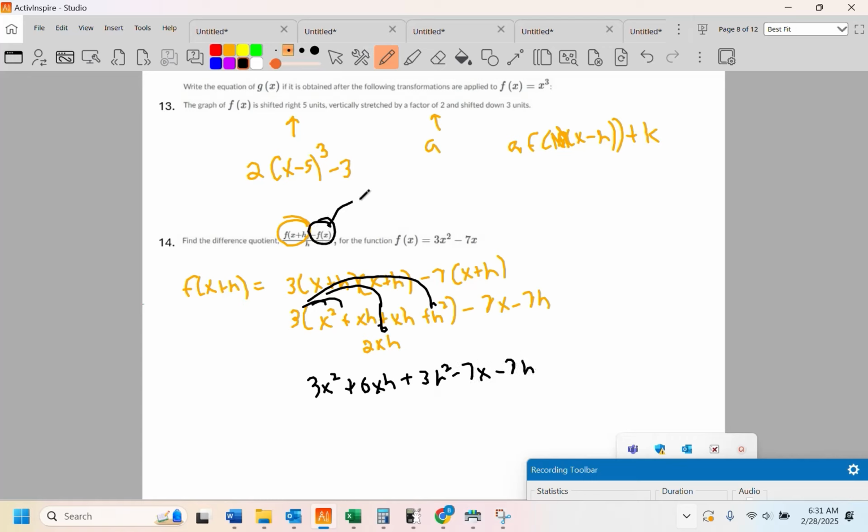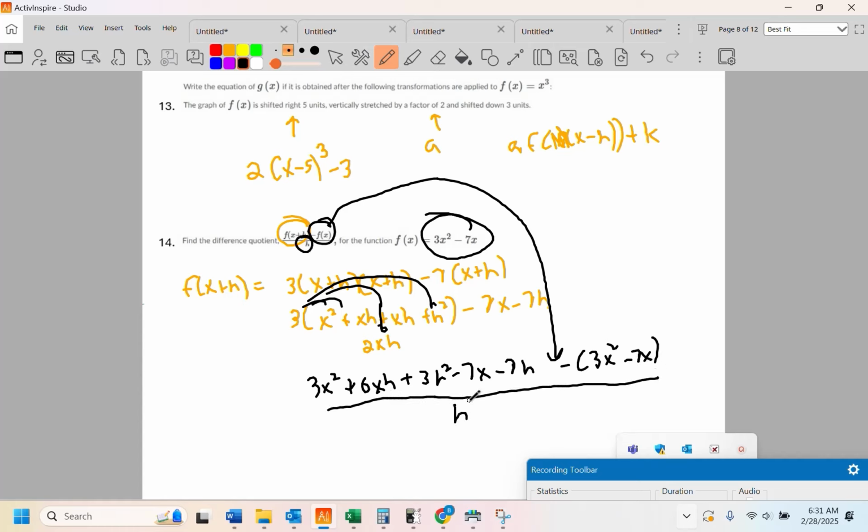Now I'm going to insert this part. It says take away the original function. So take away, use your parentheses, 3x squared minus 7x. I'm also going to insert that piece all over an h. Now, if it's on the inside, it's on the outside, and it cancels. That's how it is. If it's on the inside and it's on the outside, it cancels. That's just how these are. You do this a few times, you'll get that. But you got to do it a couple times.